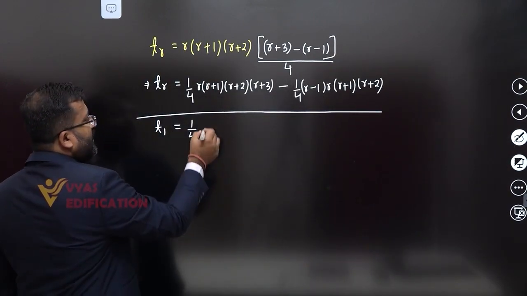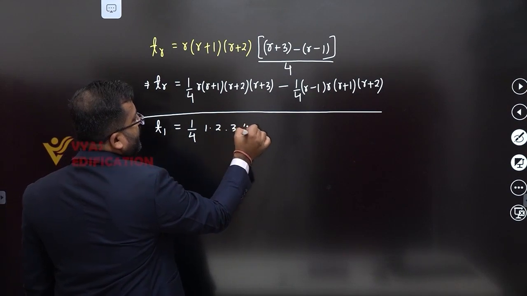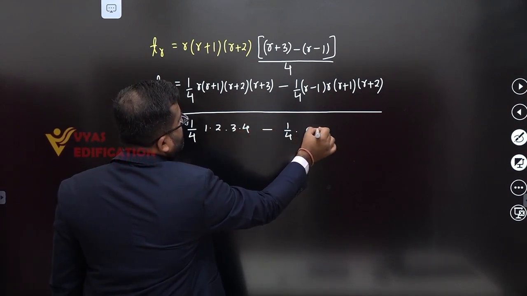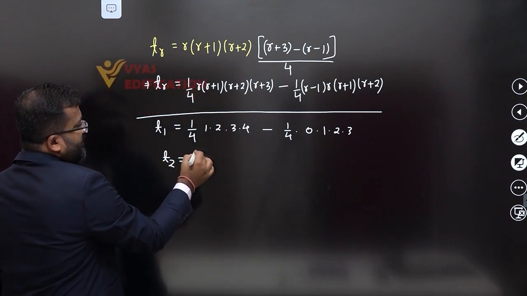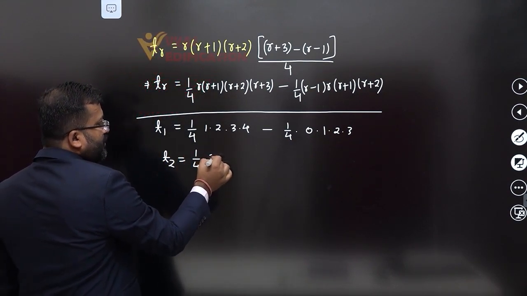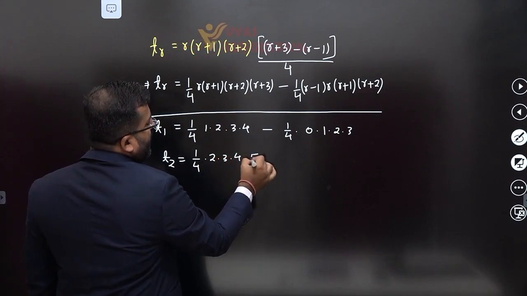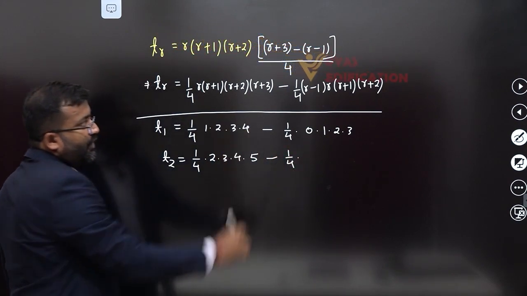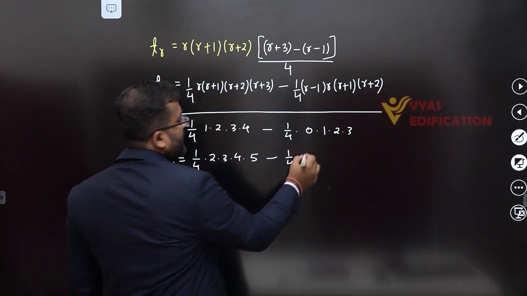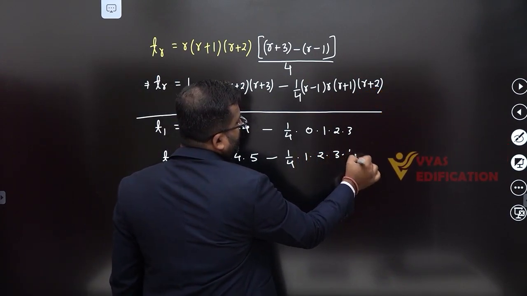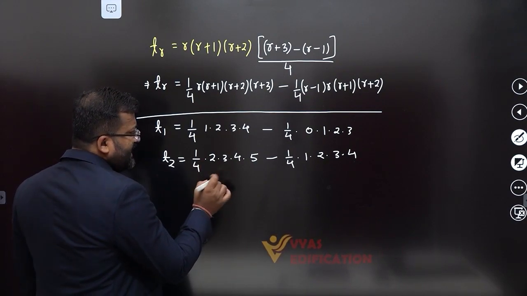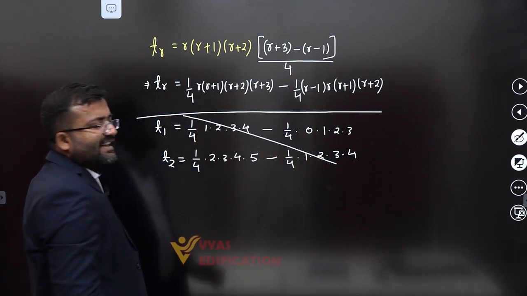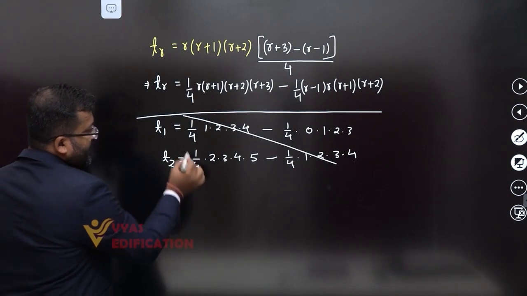So T1 is 1 by 4 times 1, 2, 3, 4 minus 1 by 4 times 0, 1, 2, 3. T2 similarly will be 1 by 4 times 2, 3, 4, 5 minus 1 by 4 times, for 2, R minus 1 will become 1, 2, 3, 4, is what you'll have. Is that okay? Yes, that looks okay. Once I reach this stage, I can observe that these get cancelled. Similarly, this will get cancelled with the next one.